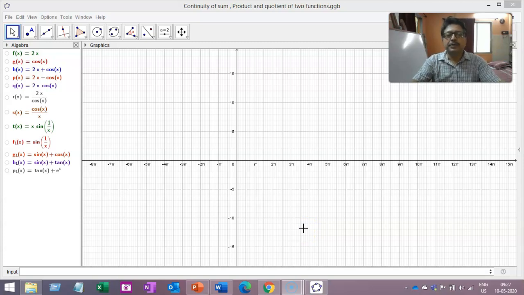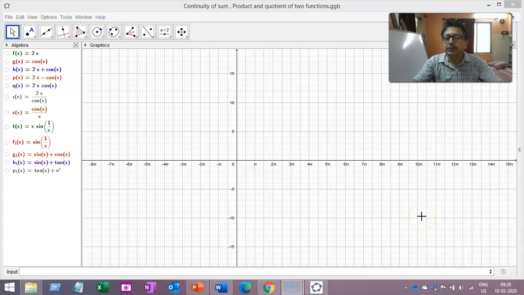In this class I am going to explain the continuity of the sum of two continuous functions, and not only the sum, but also the difference, product, and quotient of two continuous functions. You can see that I have already set the coordinate axis in such a manner that along the x-axis it gives us the interval of pi only. Keep in mind that between 0 and pi there is pi by 2, between pi and 2 pi there is 3 pi by 2, like that.